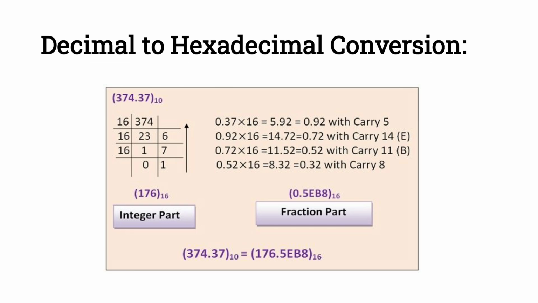Now we are going to see the example 374.37 base 10. For 374 we divide by 16 and we get the value as 176 base 16. For the fractional part 0.37, we multiply by 16. Then we take the carry. So finally we get the answer as 176.5EB8 base 16.